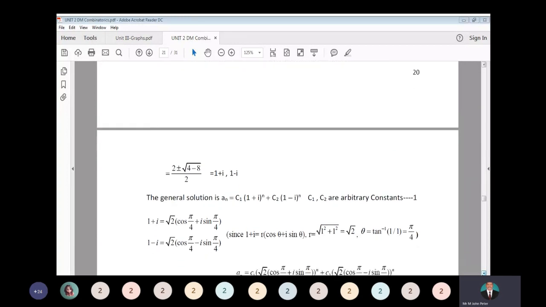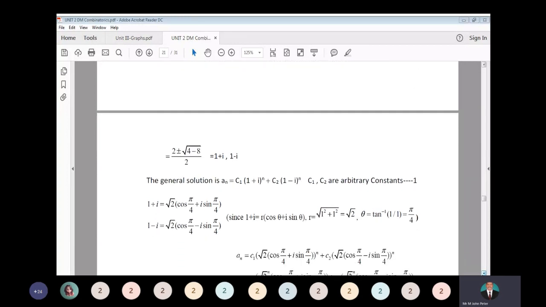With these roots, you get the general solution a_n = c1(1 + i)^n + c2(1 - i)^n. So this is the general solution of the given recurrence relation based on the characteristic equation, where c1 and c2 are arbitrary constants.